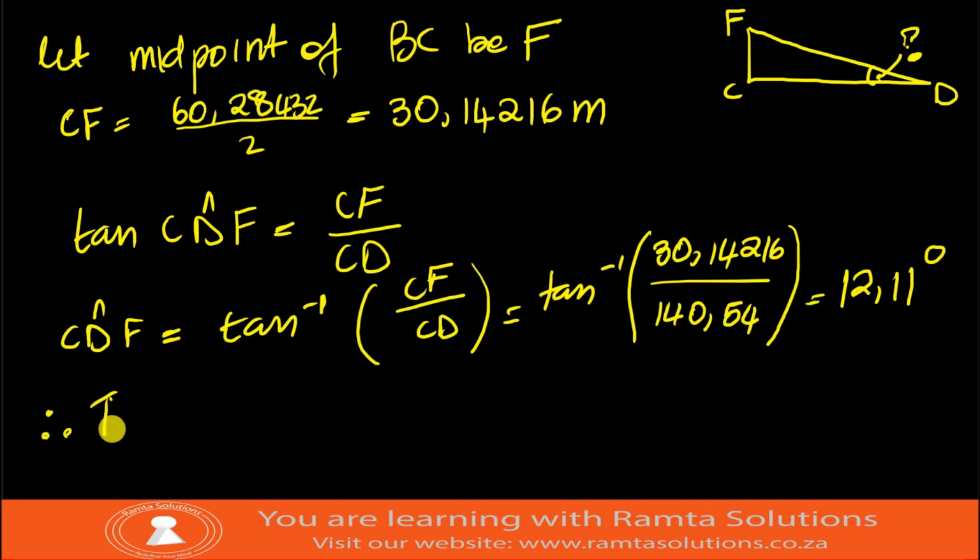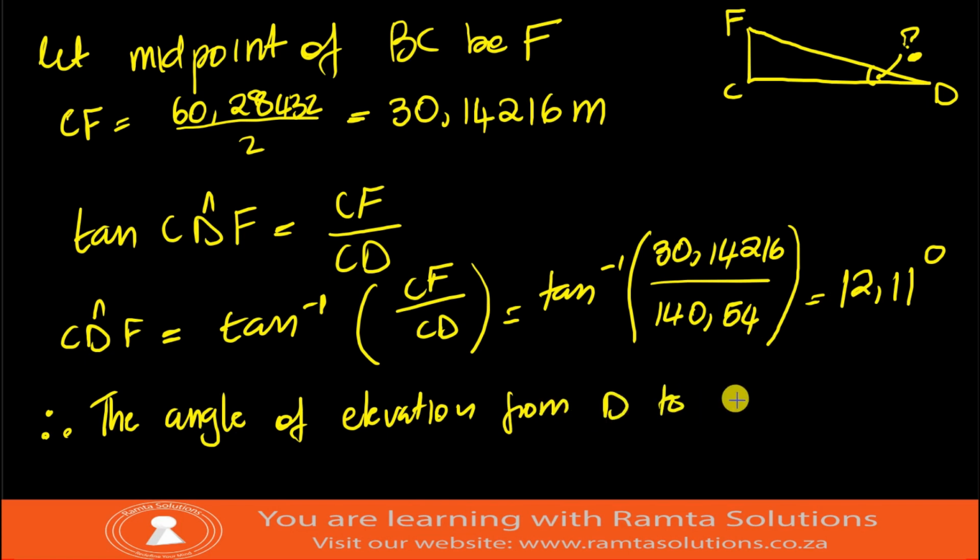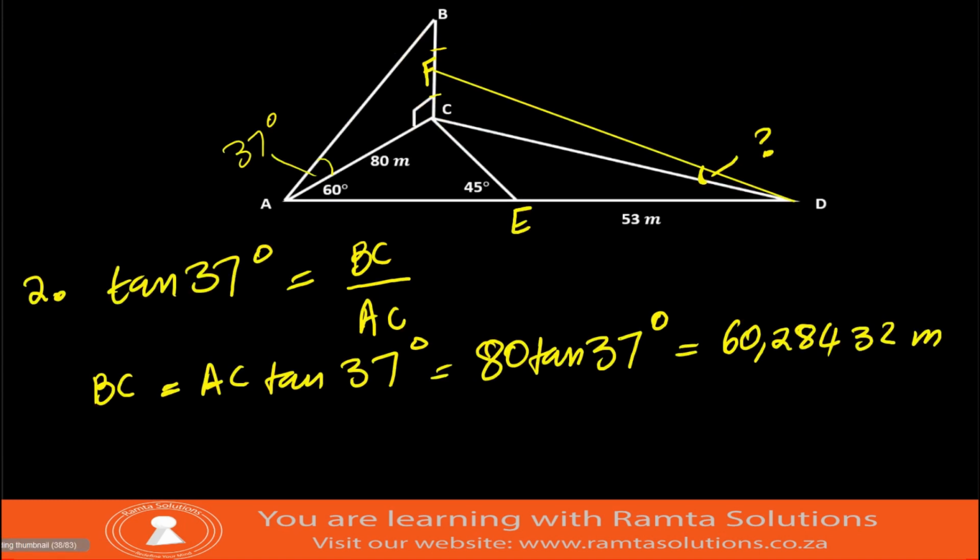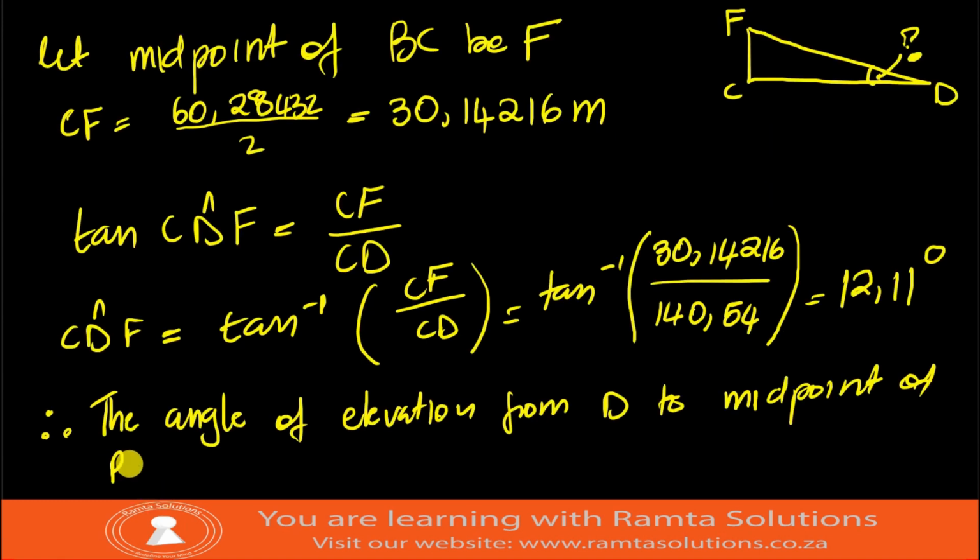Therefore, the angle of elevation from D to the midpoint of BC is 12,11 degrees. Are you guys happy? Well, this is how we look at it, and this is how we solve it. It was long, eh? But yeah, this is how you do it, guys.